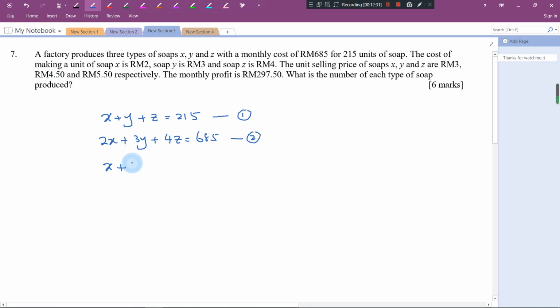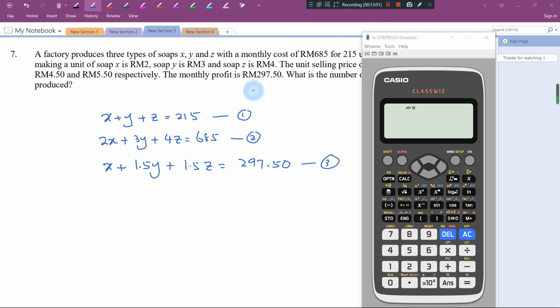1 ringgit and 50 cent, 1.5. Okay, and the last one is 5 ringgit and 50 cent. This is the selling price and the cost is 4 ringgit. Okay, 1.5 also. So 1.5 is the profit for each soap Z. So okay, then equal to the profit, which is 297.50.